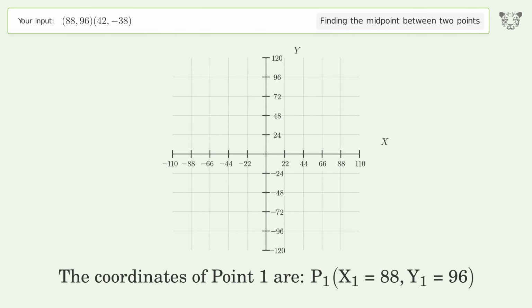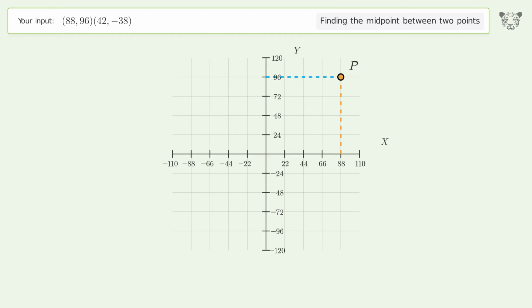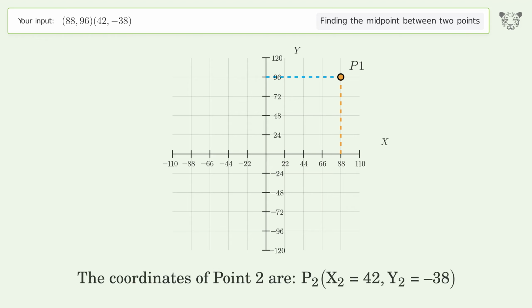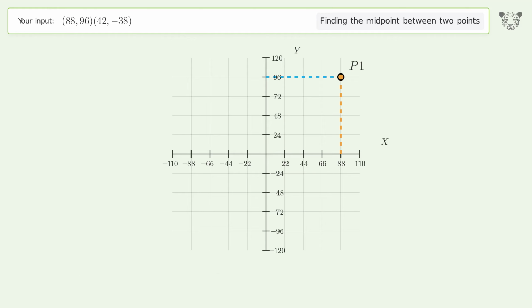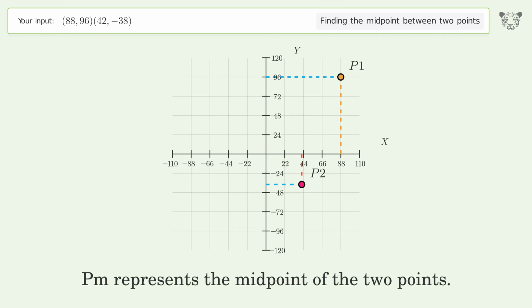The coordinates of point 1 are x1 equals 88, y1 equals 96. The coordinates of point 2 are x2 equals 42, y2 equals negative 38. PM represents the midpoint of the 2 points.